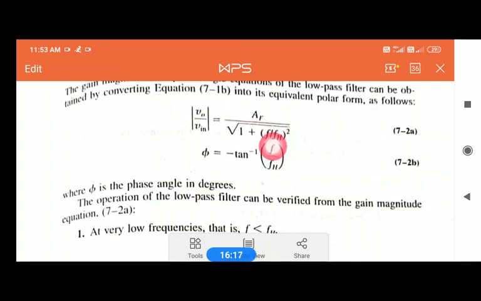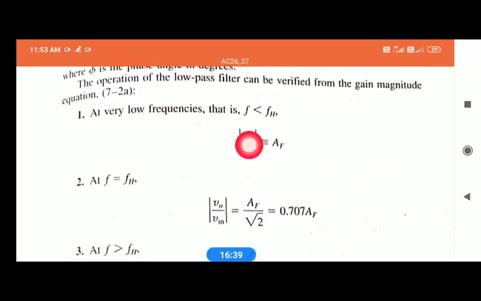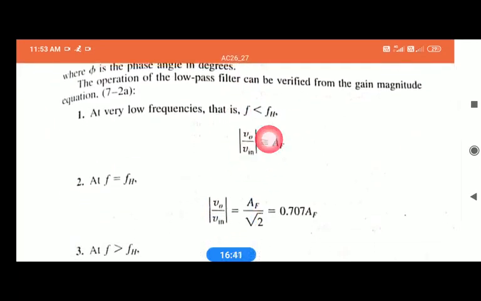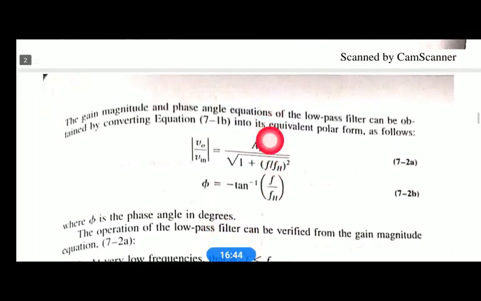1 milli square will still give you a value of 0.00001, so 1 is greater than this value. This value is very small if f is less than fh, so it is neglected and we take the root of 1. Root of 1 is 1 only, and v0 by vin is approximately Af only, because the denominator becomes 1.